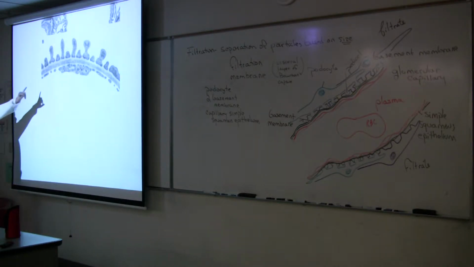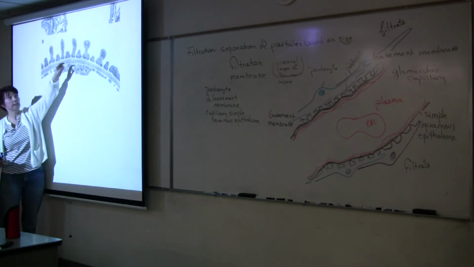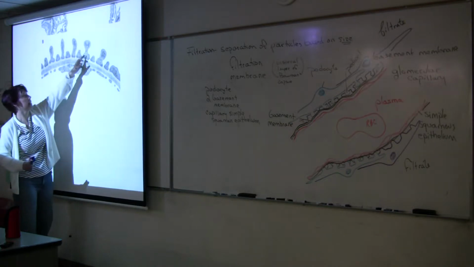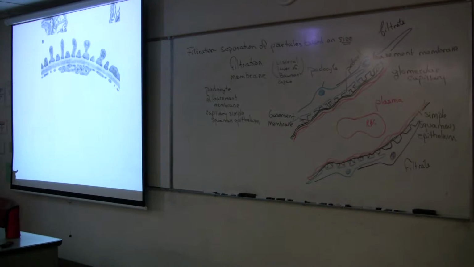So here's the capillary with these openings. Here's the two layers of basement membrane. And here are the pedicels. Each of these belongs to the same cell. Each of these belongs to a different cell. All right? And so that is the structure of the filtration membrane.